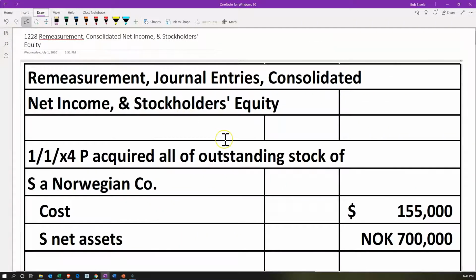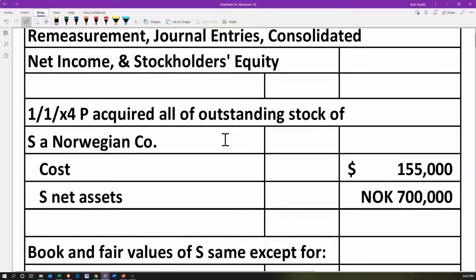We're going to go over the information that will be involved in the problem. We'll go over all of the information first, then we'll pull pieces of that information as we work through the problem. So we're talking about the remeasurement, journal entries, consolidated net income, and stockholders' equity. A lot going on here.